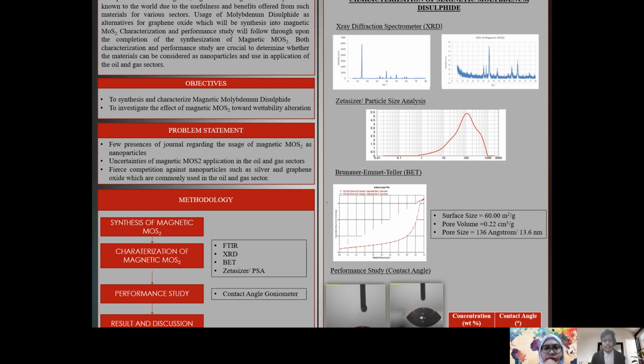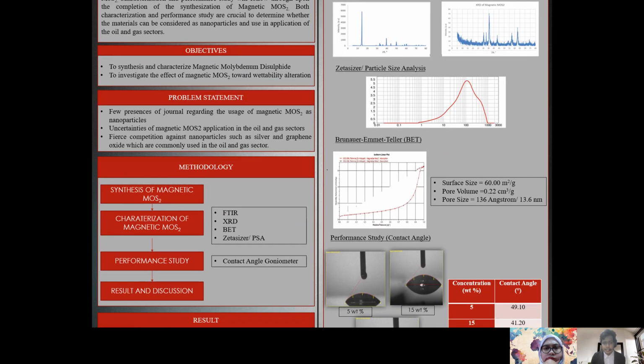The last characterization will be the BET, Brunauer-Emmett-Teller. Actually, my first plan was to just use the BET to gain the surface size. This was my initial plan. However, after learning from the proper person in charge on how to use BET, it is said that BET can produce a lot of information such as surface size, pore volume, pore size, and also the adsorption graph.